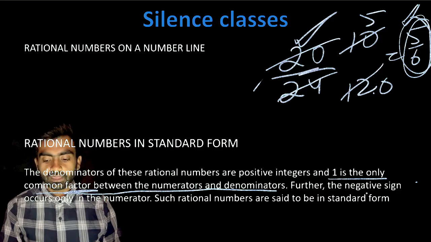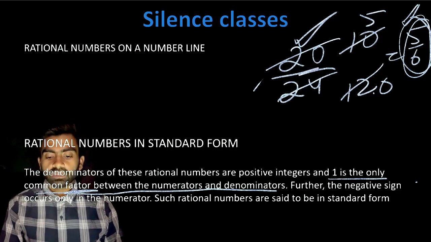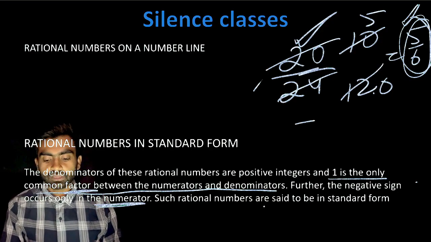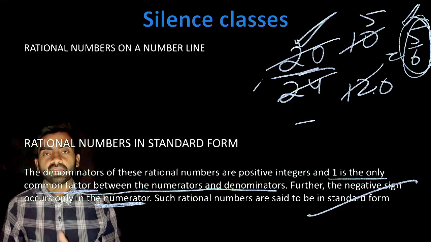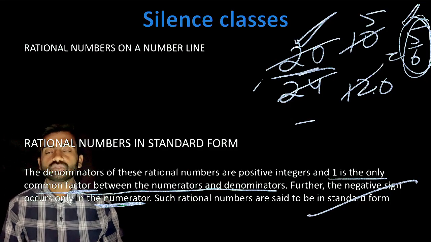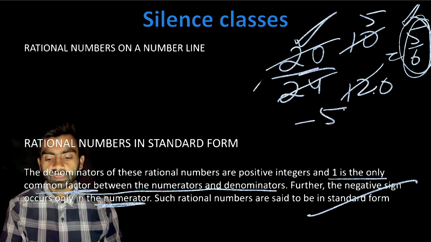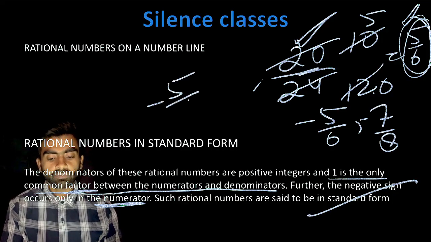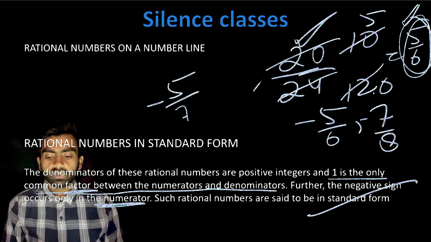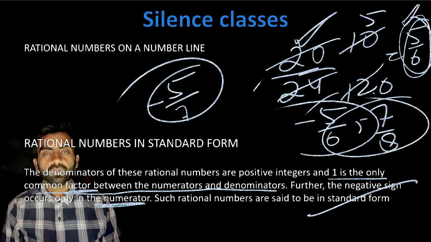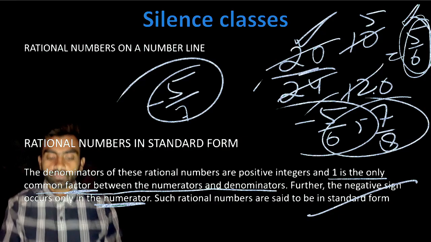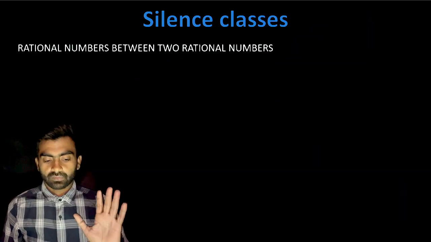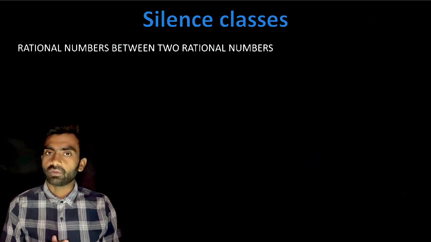Now further, the negative sign occurs only in the numerator. Such rational numbers are said to be in the standard form. This means if the minus sign is there, it should be only on the numerator, like minus 5 upon 6, minus 7 upon 8, minus 5 upon 7, you can say. All these are in the standard form where the only common factor is 1. 1 can only divide 5 and 1 can only divide 7. So I hope you guys understood what exactly the standard form is.